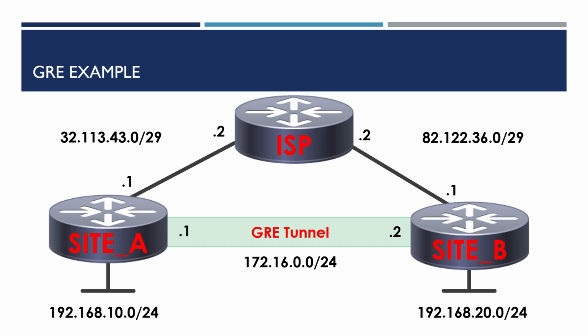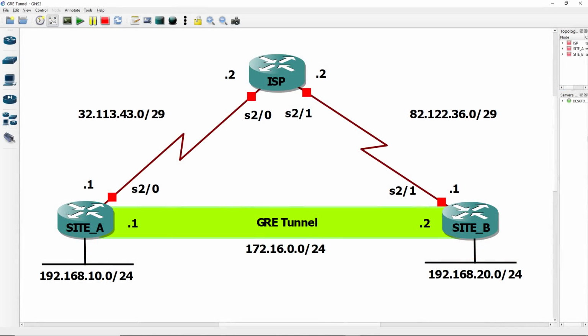For the tunnel itself, we need an IP address for each end on the same subnet, so in this scenario we're going to be using 172.16.0.0/24. So now we understand our lab setup, let's go over to GNS3 and start the configuration. The lab that we're going to be using can be found in the description below if you want to follow along and work on it with the video.